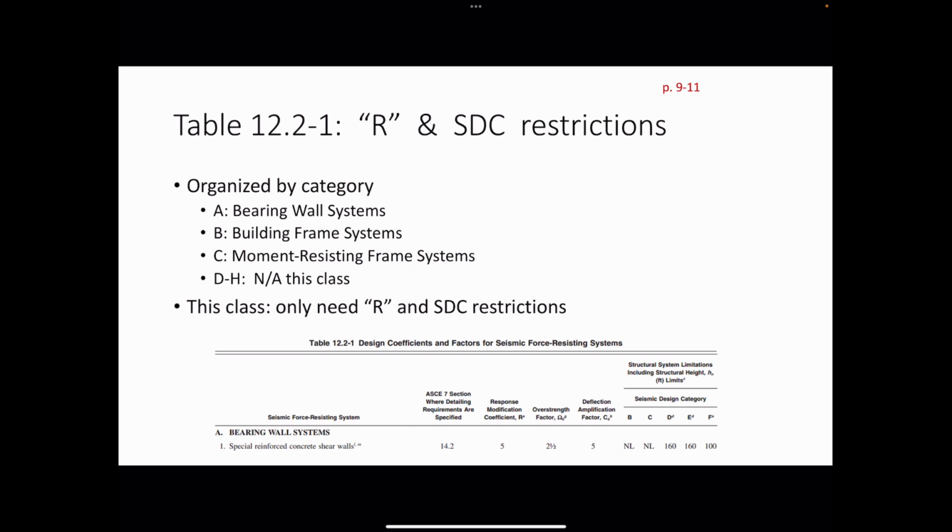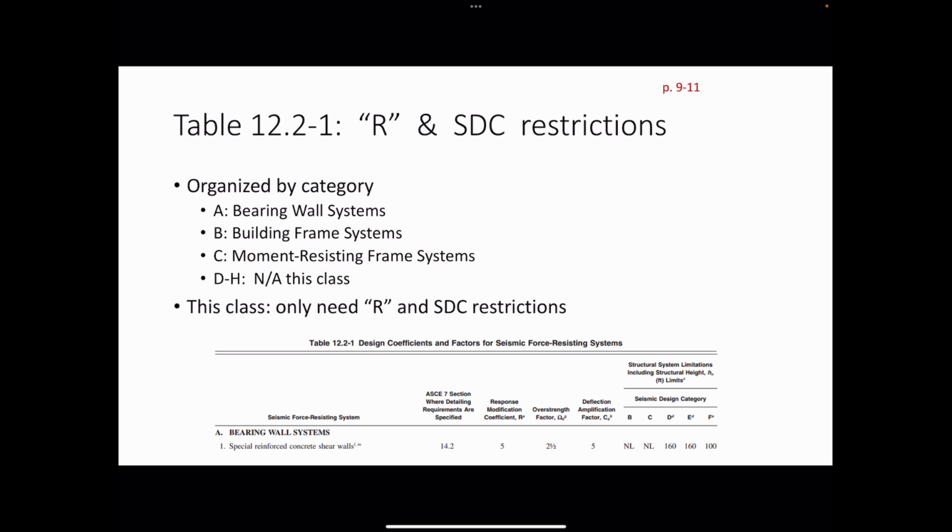All right, so how do we find these R values? This is all in the wonderful 2.5 page table that starts on page 9 of your handout. So it's organized by category, where category A is your bearing wall systems, B is building frame, C is moment resisting frames. There are more categories beyond that, but we're not going to worry about them in this class, all right? So we're just going to worry about the first 2 pages of this table. You can ignore the 3rd page.